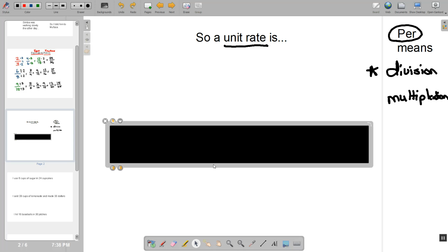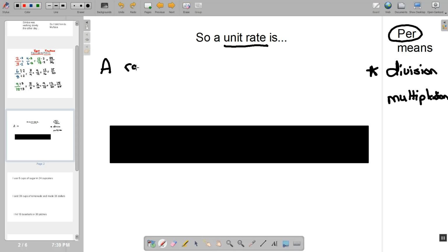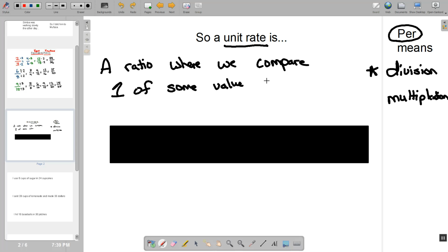Now, a unit rate is a special type of ratio. It's a ratio where we compare, and this is the really big part of this note, we compare one of some value to another. And the most important part of a unit rate is that we are comparing one of some value to another value, specifically 1. And now if you bring me this sentence in your notes, I will also give you another piece of candy or 5 SPs.